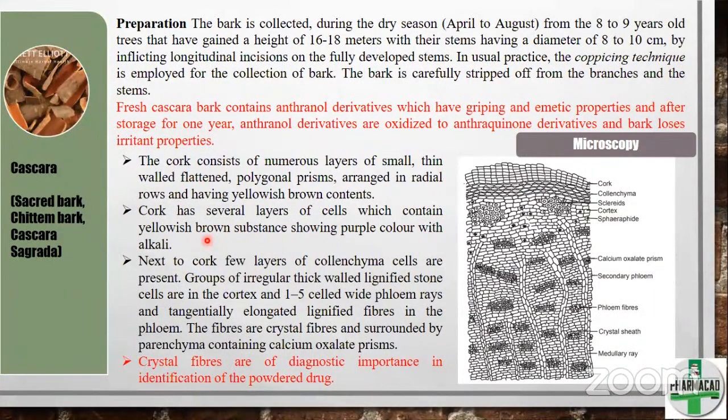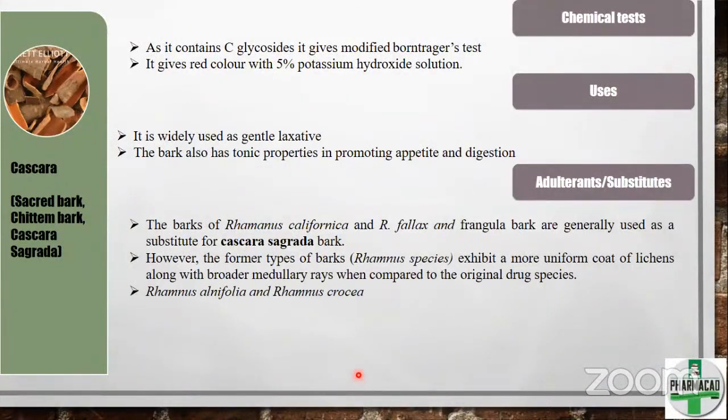Cork will have several layers of cells which contain a yellowish substance showing purple color with an alkali. Okay, so when you add sodium hydroxide or any other alkali for that matter, it is going to give you a purple coloration. Okay, crystal fibers are of diagnostic importance in identification of the powdered drug. Now, if you have a look at the different chemical tests, it contains C-glycosides, which give the modified Borntrager's test. It gives red color with 5% potassium hydroxide solution.